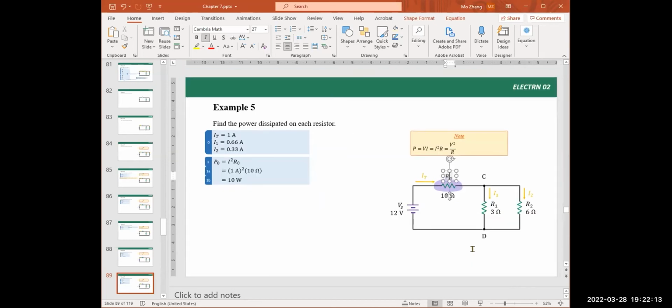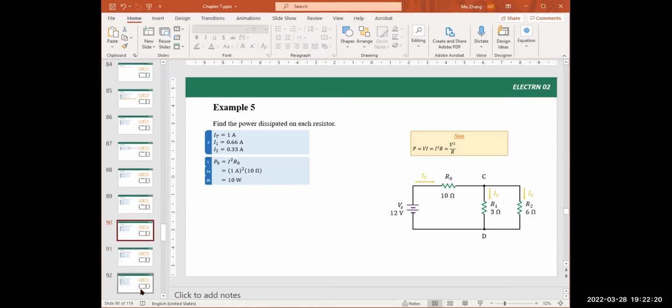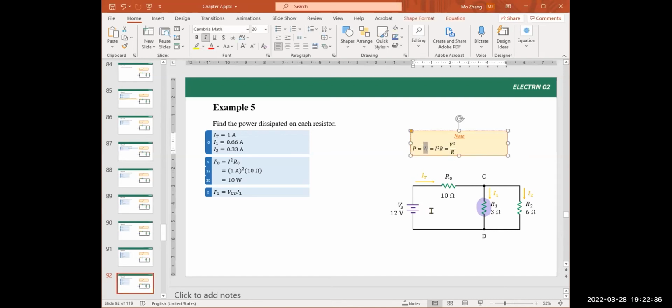We can use the same method, same formula, or we can try other methods to find the power dissipated on maybe R1 or R2. R1, let's see. Now, let's say we want to try something new, a different formula. We can use V times I. Voltage times electric current, that's the electric power. Again, this is not any other power, it must be electric power. That's the definition of electric power.